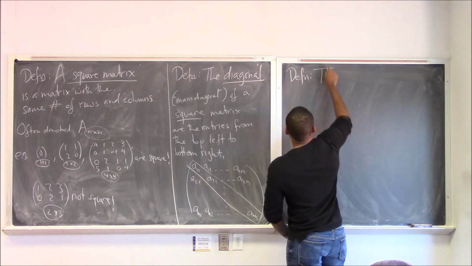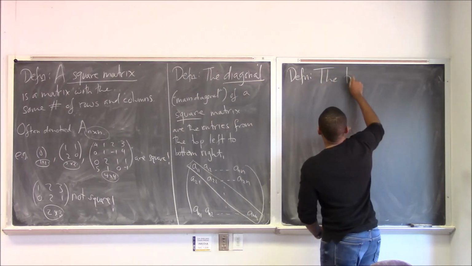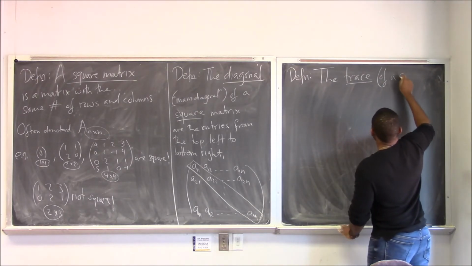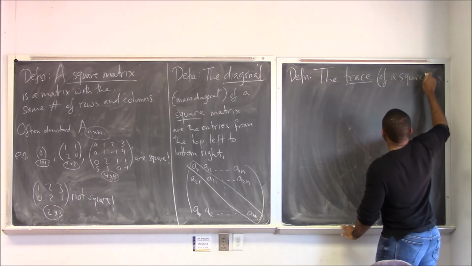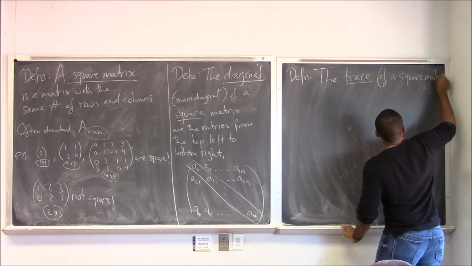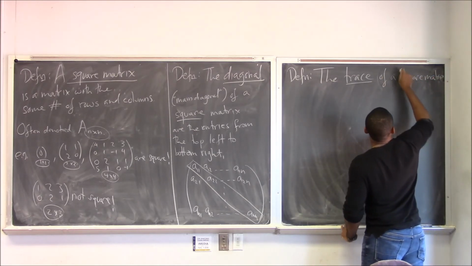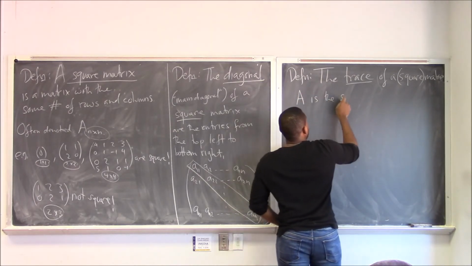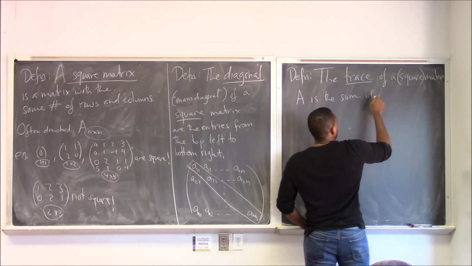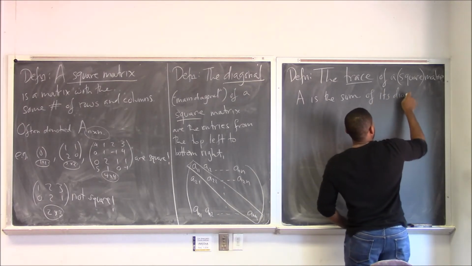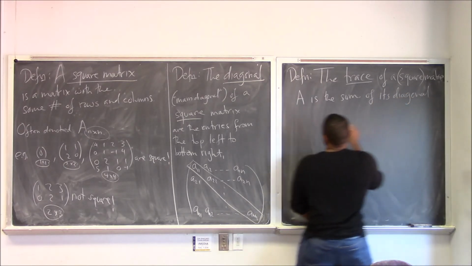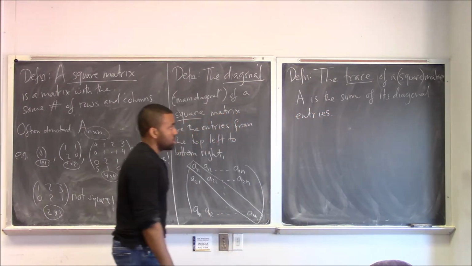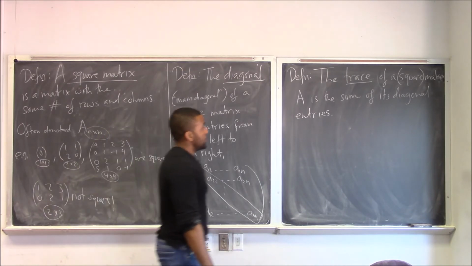Definition. Trace of a square matrix is the sum of its diagonal entries. There are many formulas that depend on the trace, and so knowing what that is can be useful.